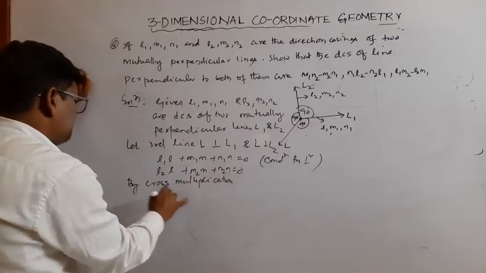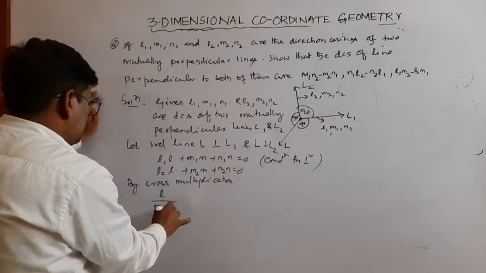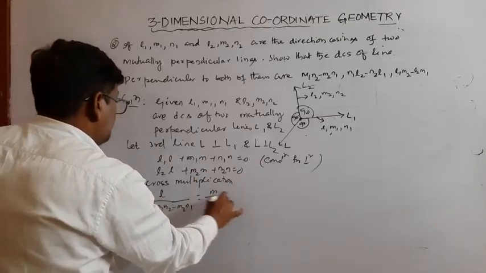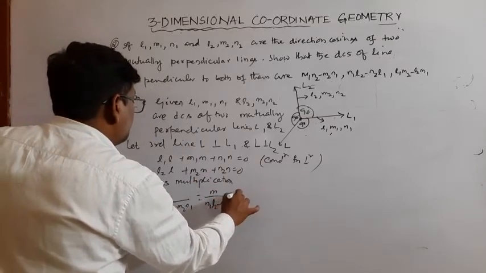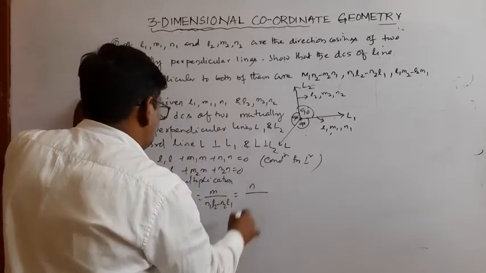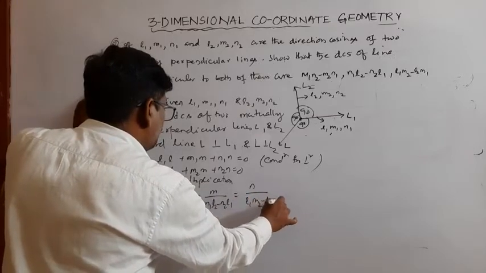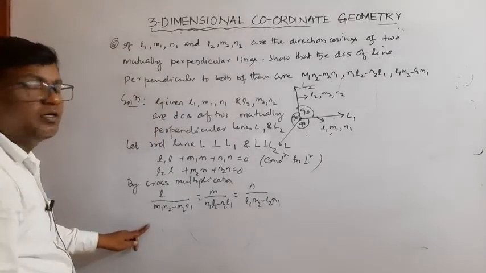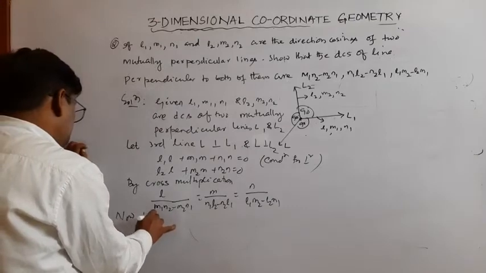L by M1 N2 minus M2 N1, M by N1 L2 minus N2 L1, N by L1 M2 minus L2 M1. Now you have to prove these are direction cosines.